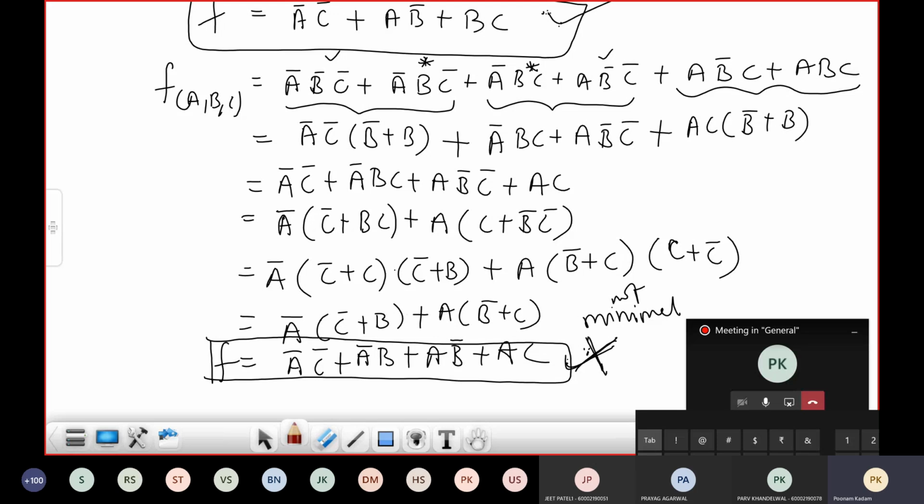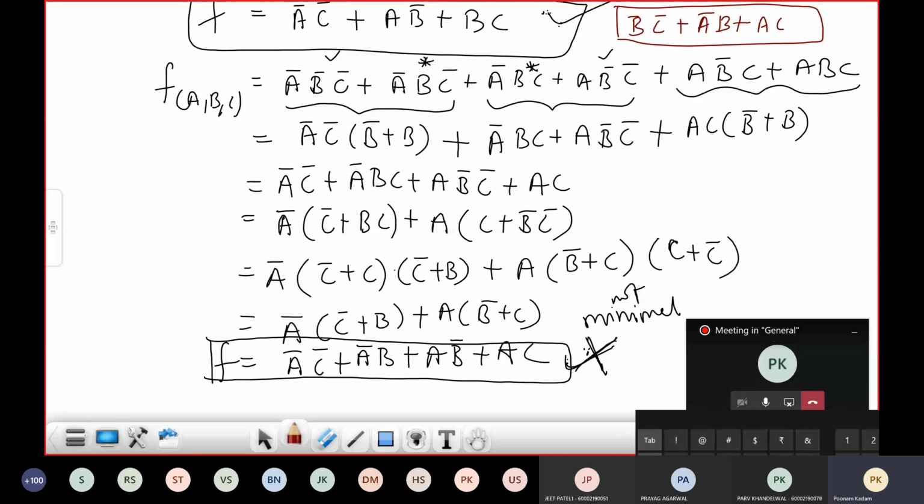Yes, ma'am. See, first term and fourth term, I'm combining them. So what will you get? What is common? B bar, C bar, right? So you get B bar C bar plus, second term combined with third term. What do you get? A bar B, right? And the last two terms, if you combine, you get AC. This is again a minimized expression, isn't it? This again includes three product terms.